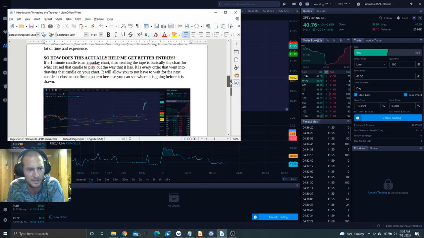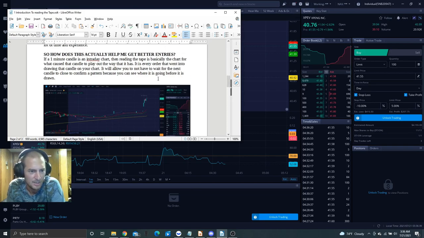So how does this actually help you get better entries? A 1-minute candle, we kind of already talked about this, is an intraday chart. Reading the tape is basically the intraday chart for the 1-minute candle, what caused the candle to play out the way it has. Every single order that went into drawing the candle on your chart will print right here. And it will allow you to not wait for the next candle to close to confirm a pattern, because you can actually see if the pattern is going to confirm before it actually does it.